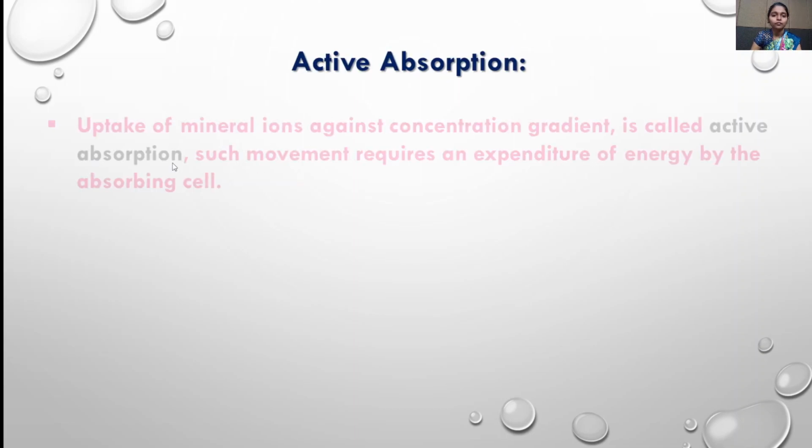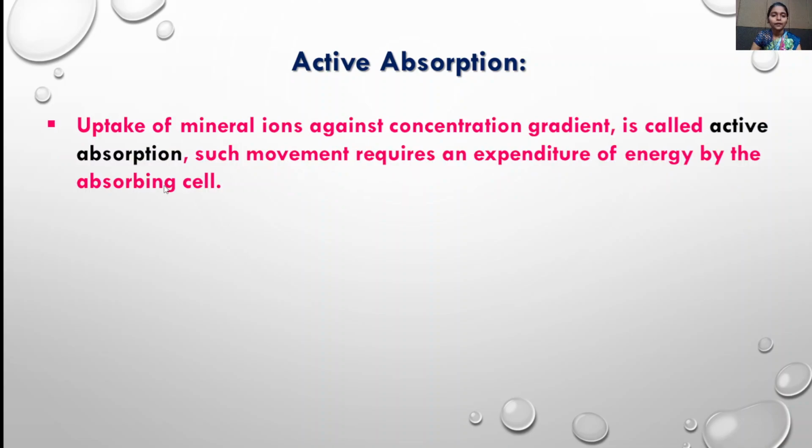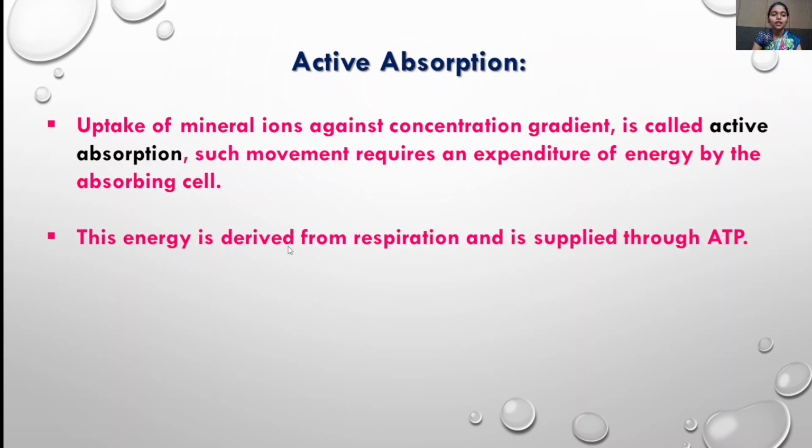Active absorption. First is passive absorption and next is active absorption. Uptake of mineral ions against a concentration gradient is called active absorption. Such movement requires an expenditure of energy by the absorbing cell. This energy is derived from respiration and supplied through ATP, meaning adenosine triphosphate.